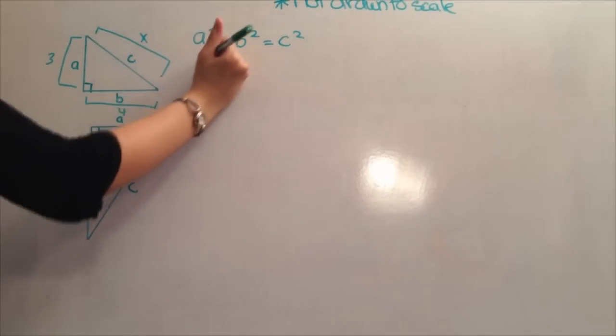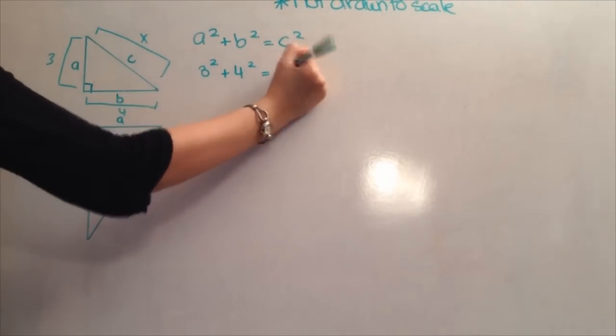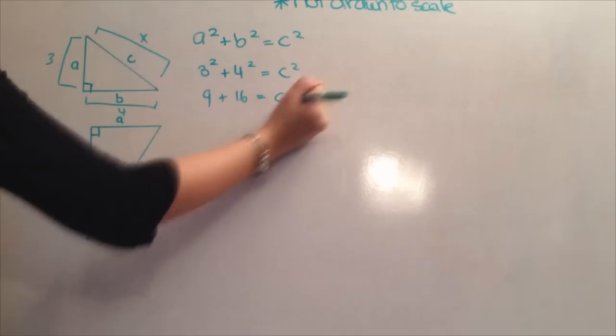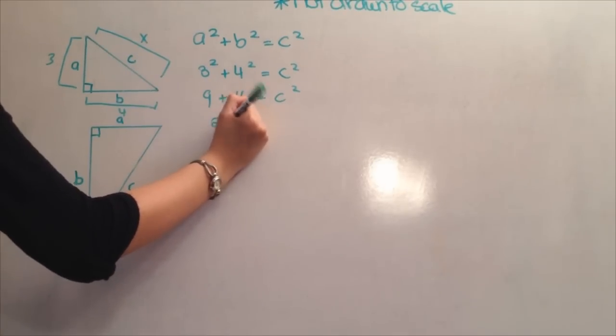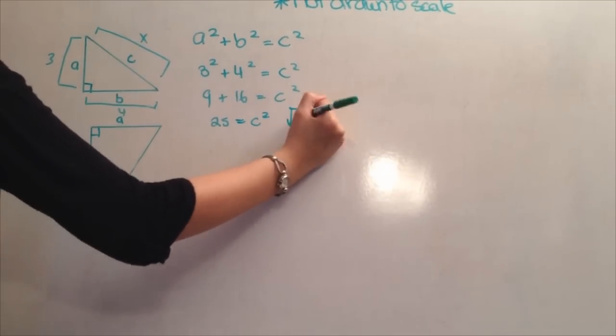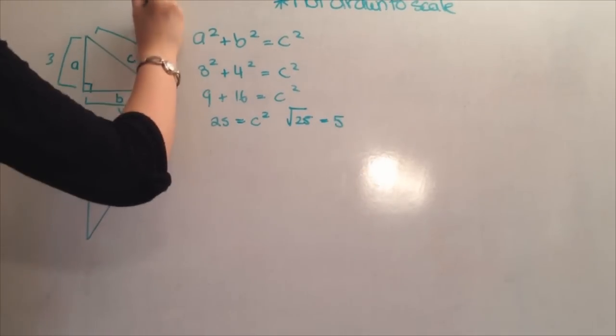Substitute these values into the equation and you'll get 3 squared plus 4 squared equals c squared, which is 9 plus 16 is equal to c squared. This is equal to 25 is equal to c squared, and find the square root of 25, which is 5. So c is equal to 5.